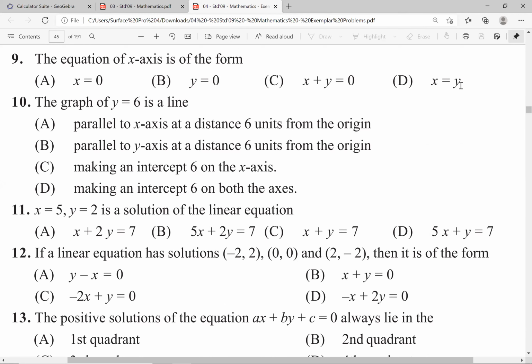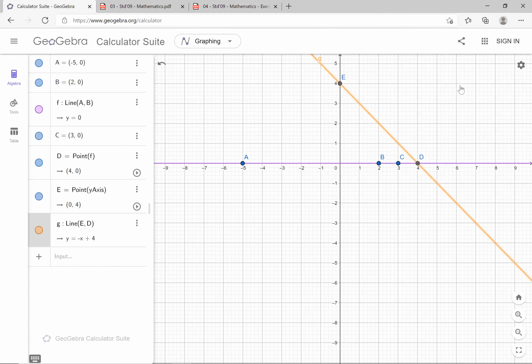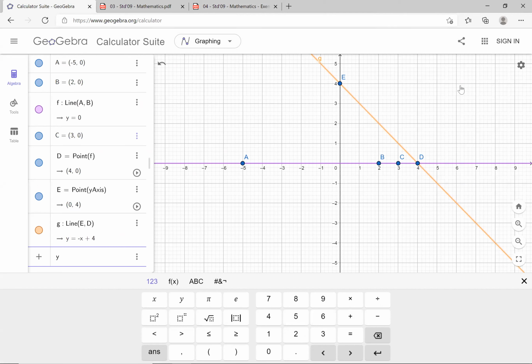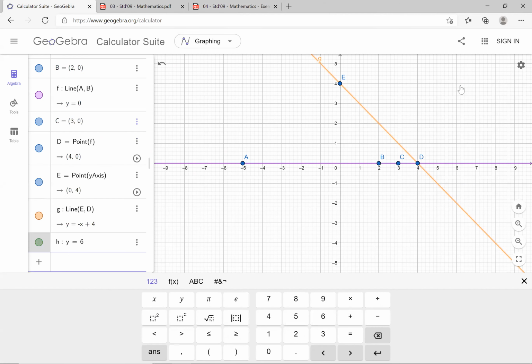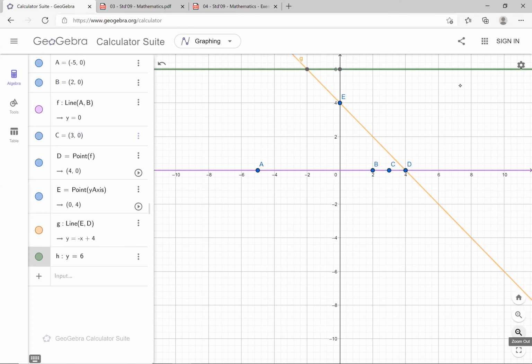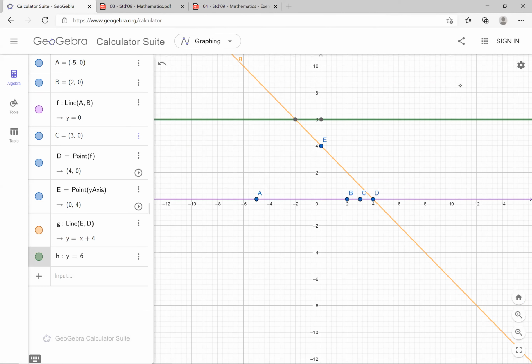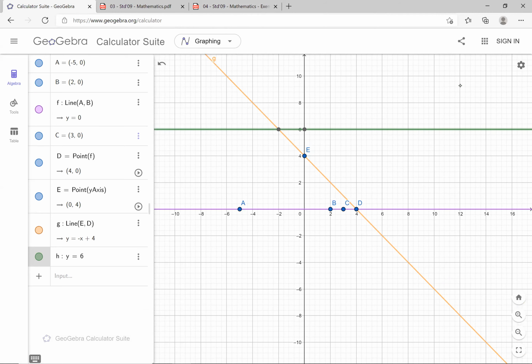But we know that this thing y is equal to 6 will be parallel to what? It will be parallel to the x-axis. So it will look like, let me just type in x is equal to 6. Y is equal to 6. Just a minute. Yeah, there you go. So that is what our y is equal to 6 looks like. So let's move on to the next one.